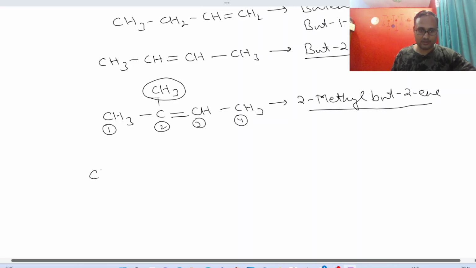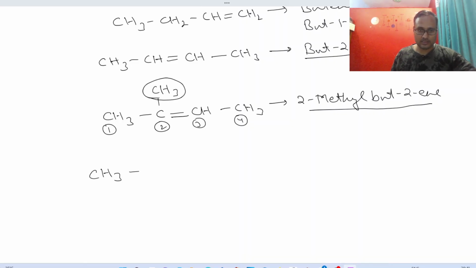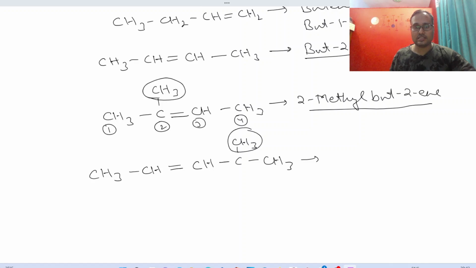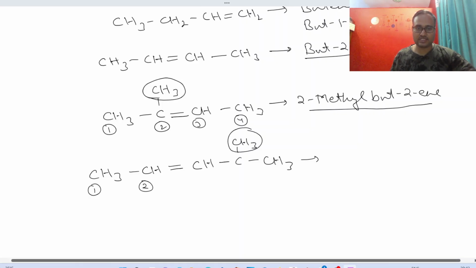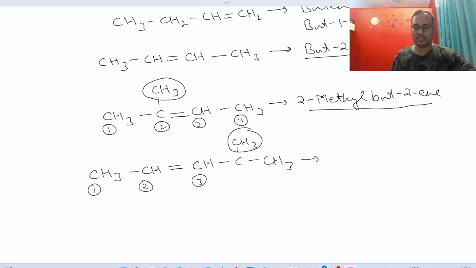If we have one more example like this, CH3 CH, we have a substituent over here. So in certain cases we have methyl and the multiple bond. Okay, so a student asked, sir, whether we have to start the numbering from the right hand side or the left hand side. According to IUPAC, we have to start the numbering from the left hand side, as more preference is given to the multiple bond rather than a substituent.